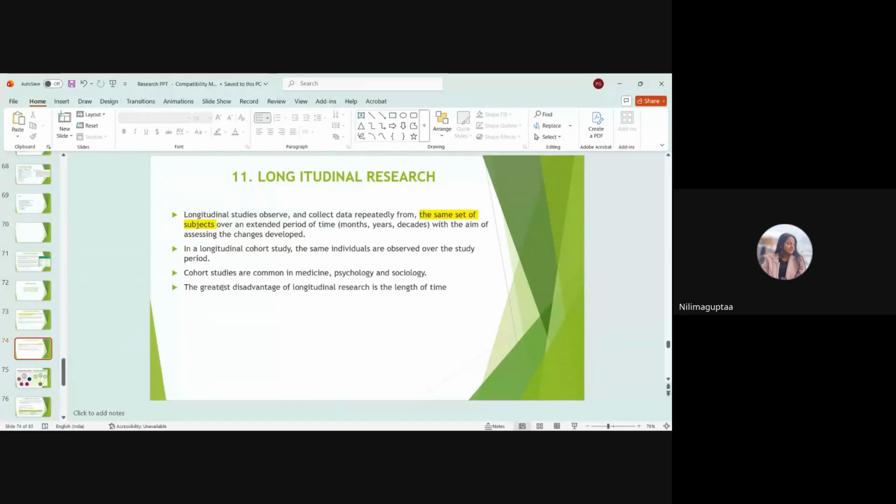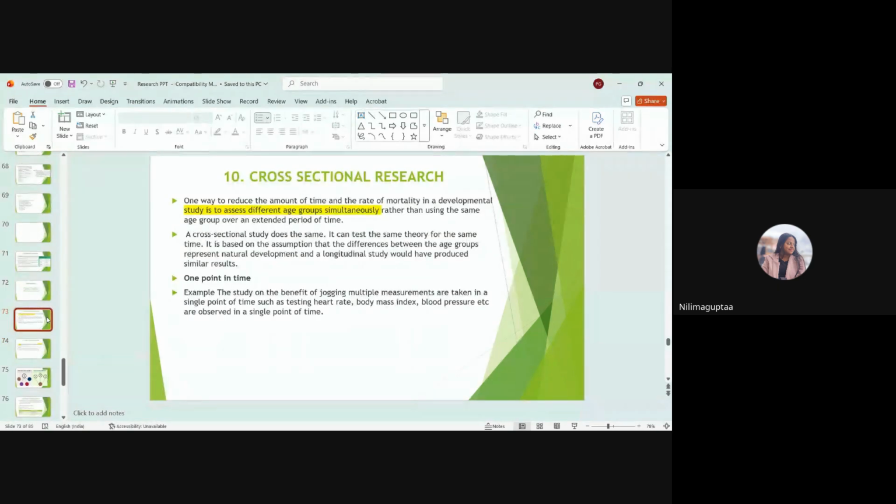The greatest disadvantage of longitudinal research is the length of time. Many times, people from the set of subjects withdraw in between. So your research is very much dependent on the will and wish of your subjects. That is one of the drawbacks. Now, to avoid this drawback, another type of research came into the picture, that is cross-sectional research.